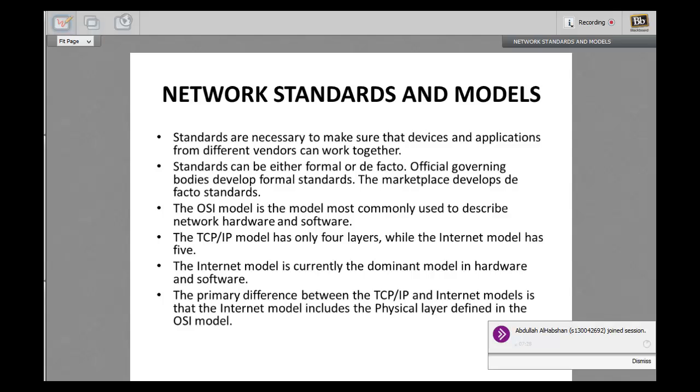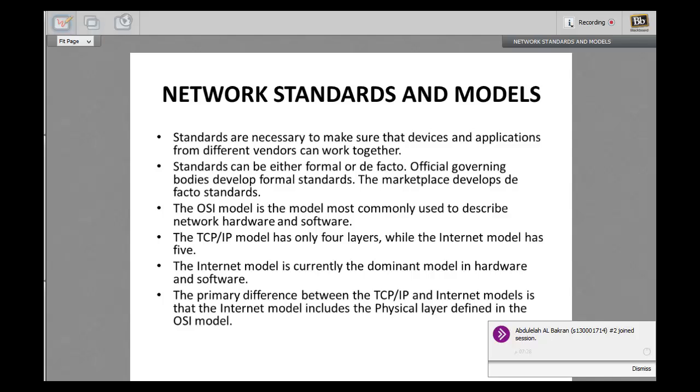Standards are necessary to make sure that devices and applications from different vendors can work together. Without these standards, a Dell computer, for example, cannot be in a network with an IBM computer, or with an Android mobile device. So what do all of these have in common? They have the common protocol stack, which is the many protocols that work together to give the standard for the communication.